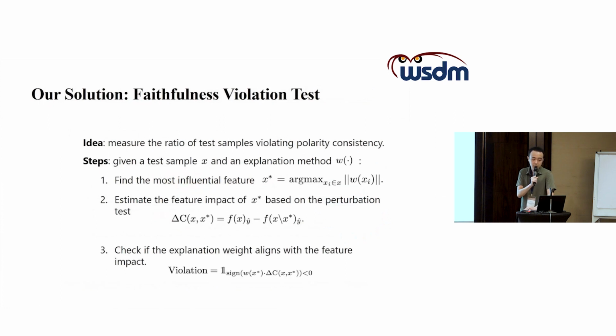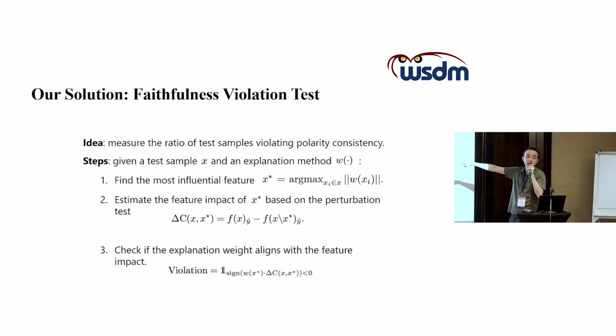So what we're going to do is to propose a faithfulness violation test. The idea is to measure the ratio of test samples violating the polarity consistency. The polarity, if you still recall, denotes the sign of the features. What we do here is quite simple. Given the test sample X and then explanation method W, the W can be the weight importance based method. We find the most influential features through this explanation method, and then we do the perturbation by removing that feature.